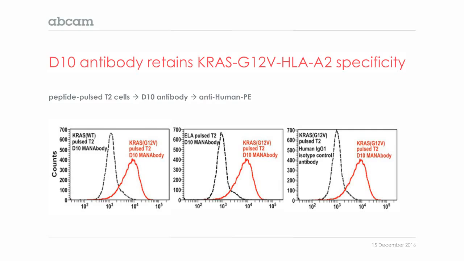If you look at the histogram on the right side of the screen, you can see that when the mutant peptide pulse T2 cells are stained with an isotype control antibody, you still see about the same level of separation between mutant peptide pulse cells stained with the D10 MANAbody versus all other controls.